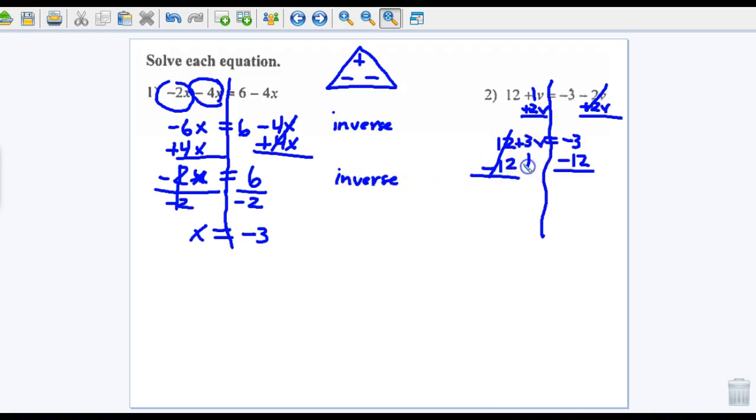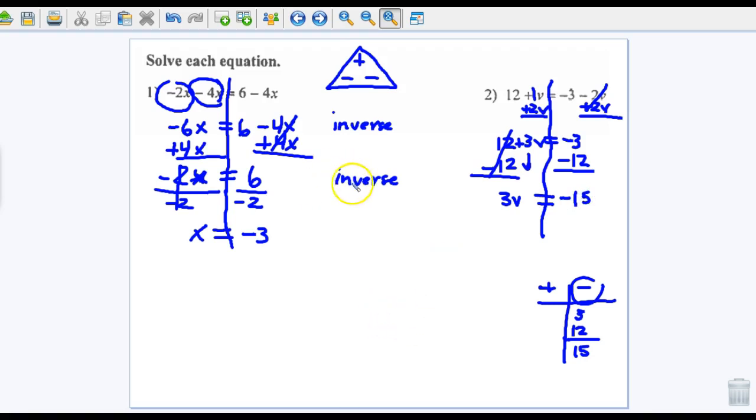I'm going to bring down what I have left, which is this positive 3v. And I'm going to look at these two numbers. If I'm doing my column method, this is a negative 3. This is a negative 12. They're both negative. I will add them together, and that's going to give me a 15, which is on the negative side, so my answer becomes negative 15.